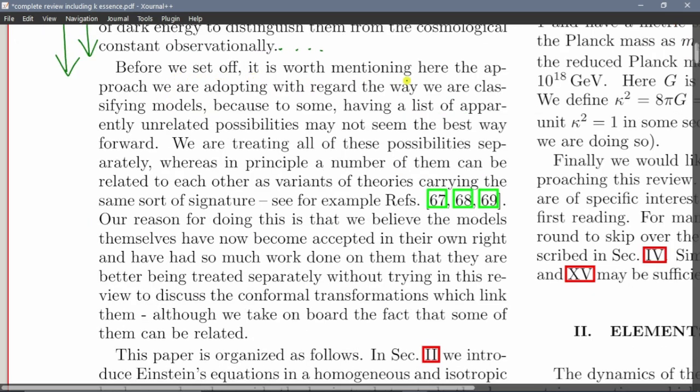Before we set off, it is worth mentioning the approach we are adopting with regard to the way we are classifying models, because to some, having a list of apparently unrelated possibilities may not seem the best way forward. We are treating all these possibilities separately, whereas in principle a number of them can be related to each other as variants of theories carrying some sort of signature. See examples, some references. Our reason for doing this is that we believe the models themselves have now become accepted in their own right and have had so much work done on them that they are better treated separately, without trying in this review to discuss the conformal transformations which link them, although we take on board the fact that some of them can be related.